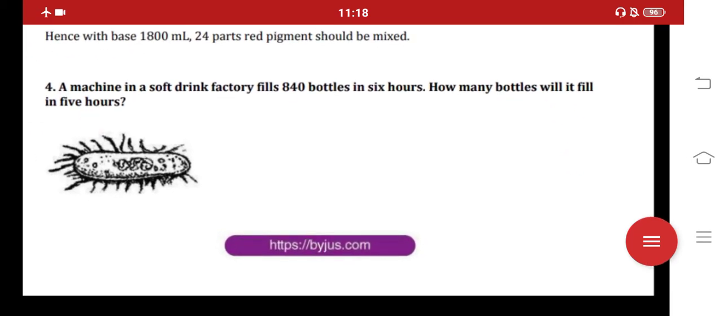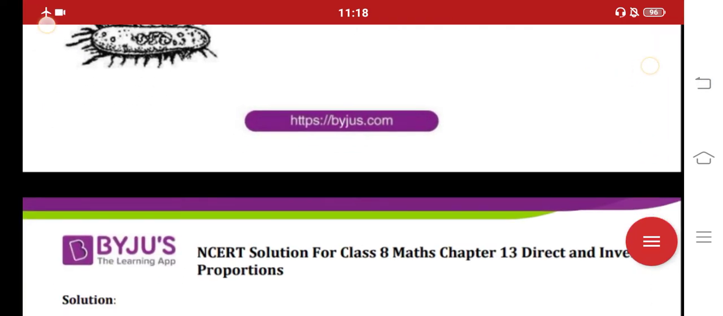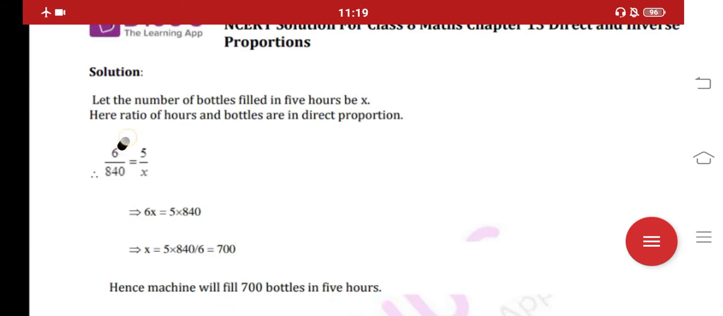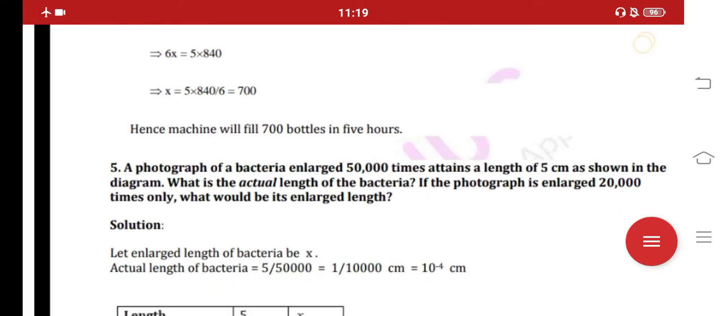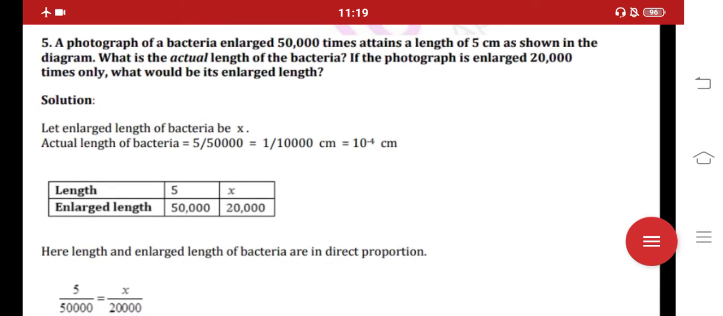Now see question number 4. A machine in a soft drink factory fills 840 bottles in 6 hours. So there are two quantities, number of bottles and timing, x1 and y1. How many bottles will it fill in 5 hours? So see, in 6 hours it can fill 840 bottles. So in 5 hours how many bottles can be filled? Cross multiply the terms and you will get 700. Okay, now let me show you question number 5. A photograph of a bacteria enlarged 50,000 times attains a length of 5 centimeters. Means there is x1 and y1: the enlargement, and second, the length of the bacteria.